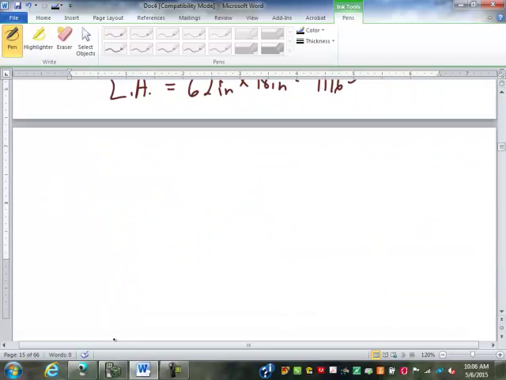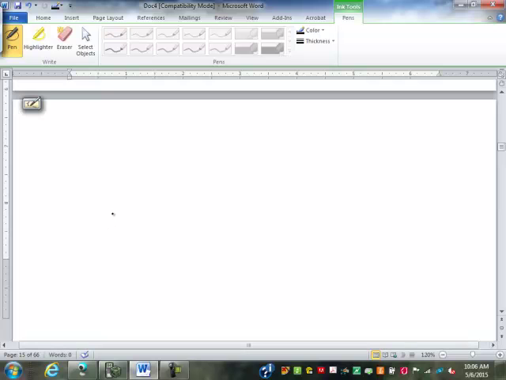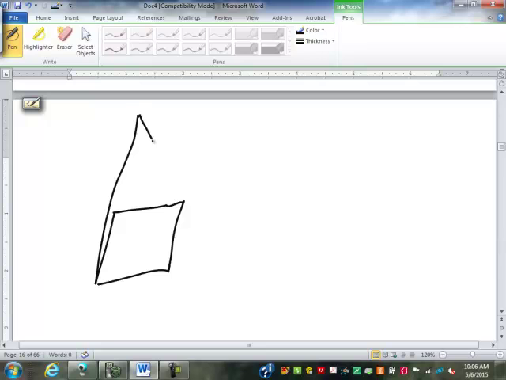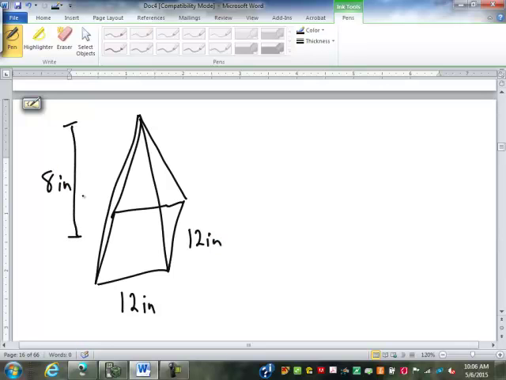Okay, so next, pyramid. Let's say our pyramid is a base of 12 inches square, height of 8 inches. Again, I know not drawn to scale.